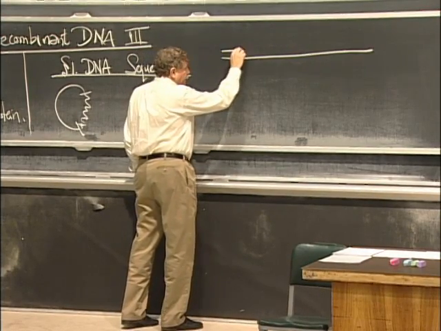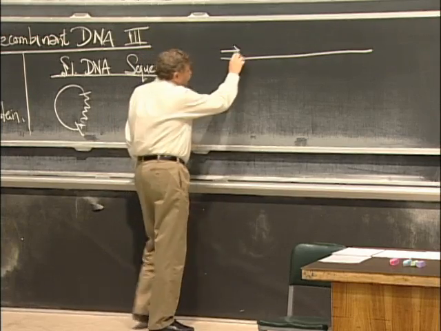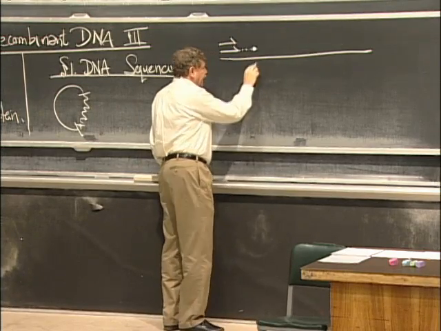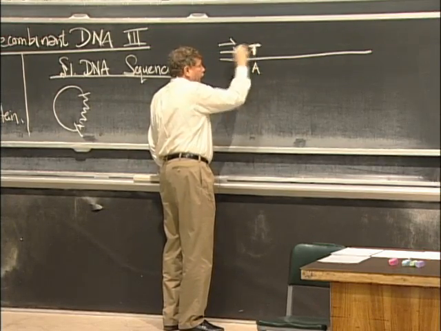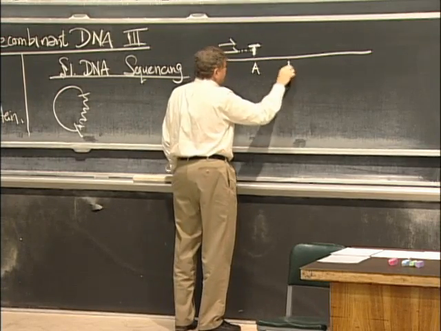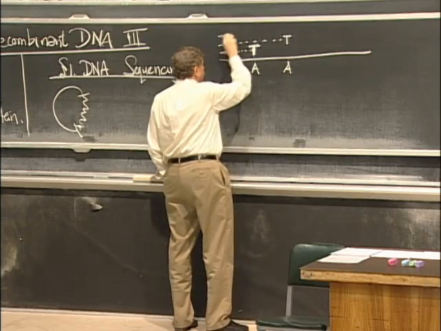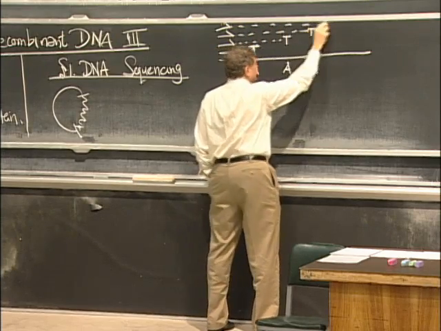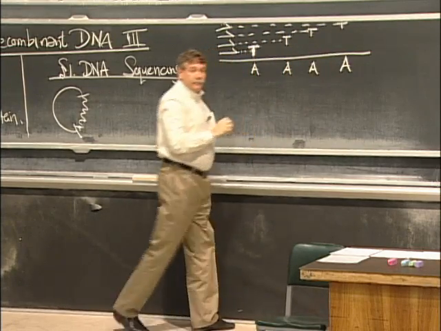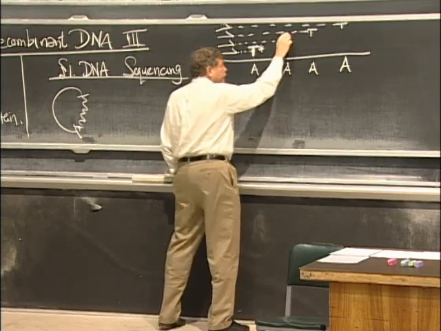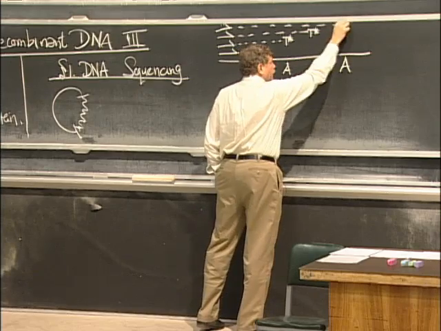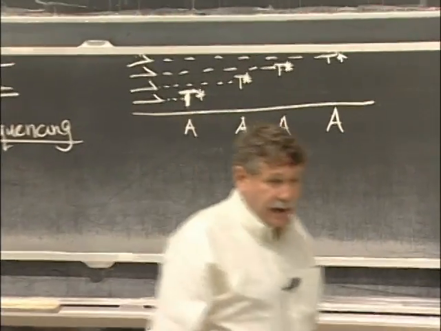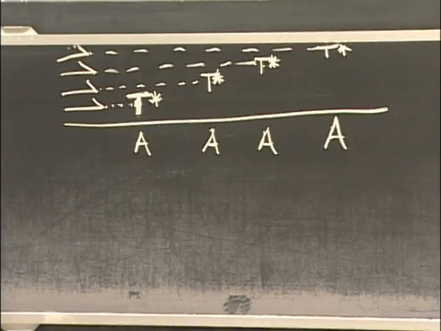We started with a primer. From that primer, we extended, and we hit a point, let's say, opposite an A, or maybe opposite the next A, or opposite the A after that, or opposite the A after that. And we had this clever trick, for which Fred Sanger actually won a Nobel Prize, of using a defective version of the nucleotide T that would stop at that point.